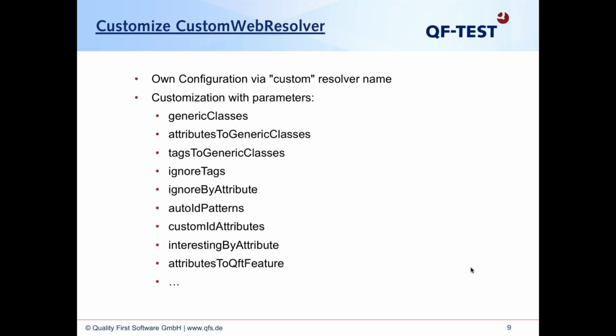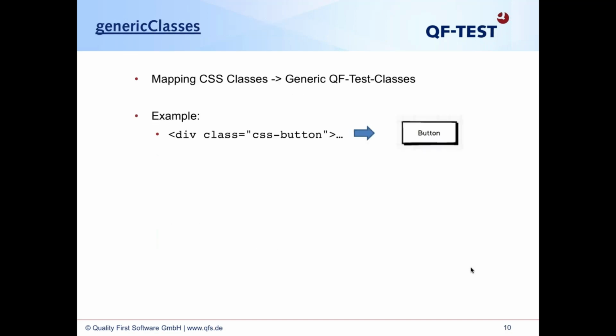One important case is that you probably want to map a CSS class of an element directly to a generic class in QF-test. Exactly this is possible using the generic classes parameter. For example, here we have an excerpt from an HTML page with an element, and this element is a div, like everything. A div is the most powerful HTML tag I've seen, or probably the most misused as well. Then we have a CSS class assigned to make it look like a button, which is named CSS button, which is pretty nice for us.